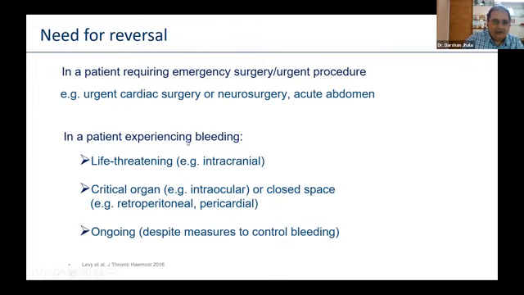So in a patient who is experiencing life-threatening bleeding, for example, intracranial bleed, or a critical organ or a closed space bleed, like inside the retina, or retroperitoneal or pericardial, or an ongoing bleed which is not responding to your standard measures, this is the place where a reversal agent would be welcome.